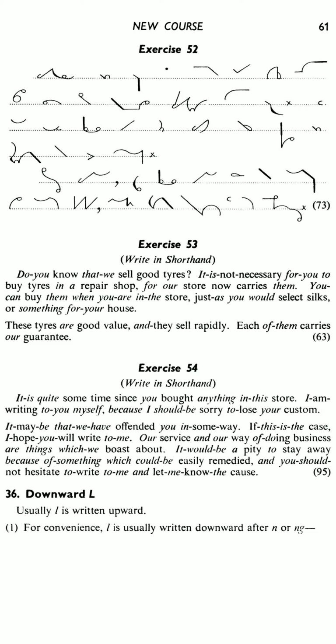Hence, after completion of 3 parts of halving of chapter number 10, आज हम करेंगे downward L from the same chapter. यूजुअली L इज रिटन अपवर्ड. अभी तक हमने अपवर्ड L बनाना सीखा था, लेकिन अब हम डाउनवर्ड L बनाना सीखेंगे कि वो कहाँ कहाँ पर बनता है. फॉर कन्वीनियंस L इज यूजुअली रिटन डाउनवर्ड आफ्टर N और NG. फर्स्ट रूल क्या है? कन्वीनियंस के हिसाब से N और NG के बाद डाउनवर्ड L बनेगा. L is usually written downward after N और NG.